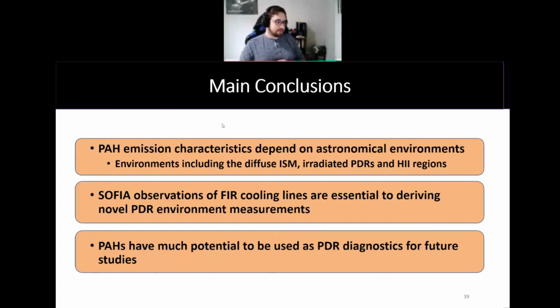SOFIA observations, including from FIFI-LS and GREAT, will be instrumental in mapping the far-infrared cooling lines, which we employed here and hope to employ in the future to derive novel spatially resolved PDR environment measurements. And I hope I convinced you from these few sources that PAHs and their respective emission components have much potential to be used as PDR diagnostics in future studies.